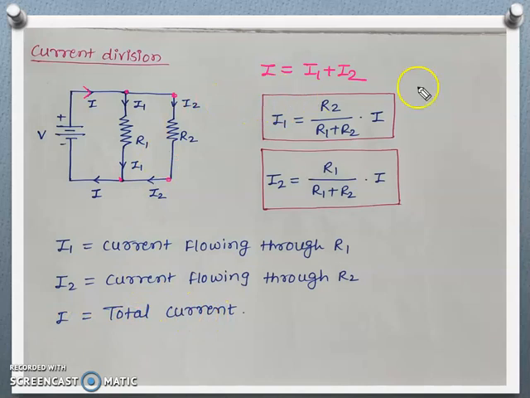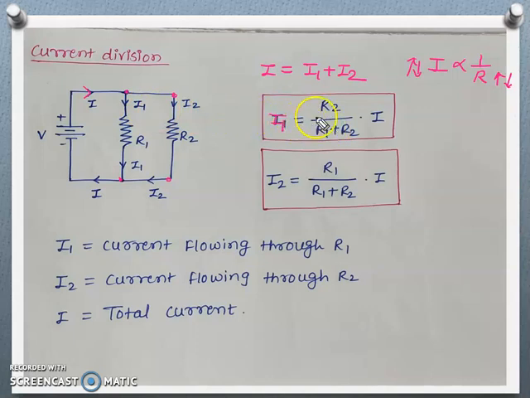Here we know that I is inversely proportional to R. As the resistance increases, current will decrease. As the resistance decreases, current increases. So, in the CDR, when we calculate the individual current, we follow these equations.